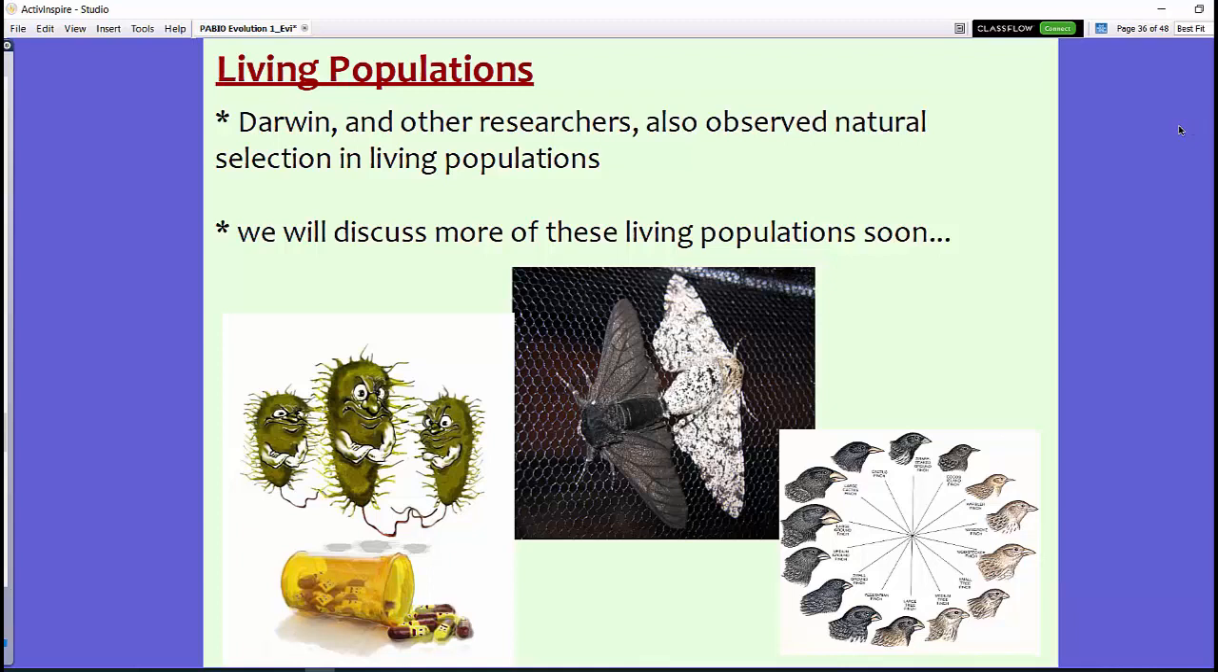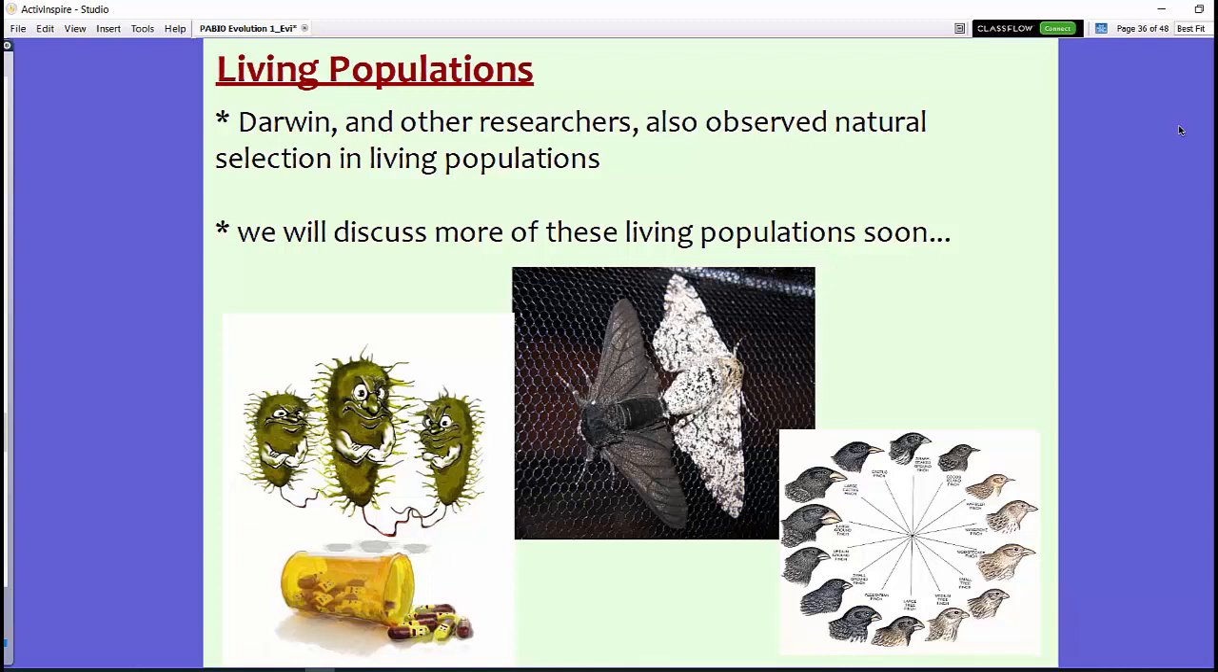Now, I mentioned living populations, and I'm going to touch on it a little bit here as the fifth piece of evidence for evolution. Living populations we'll discuss more when we talk about natural selection in some future videos. But Darwin and other researchers actually observed natural selection within living populations, and we can see that today.